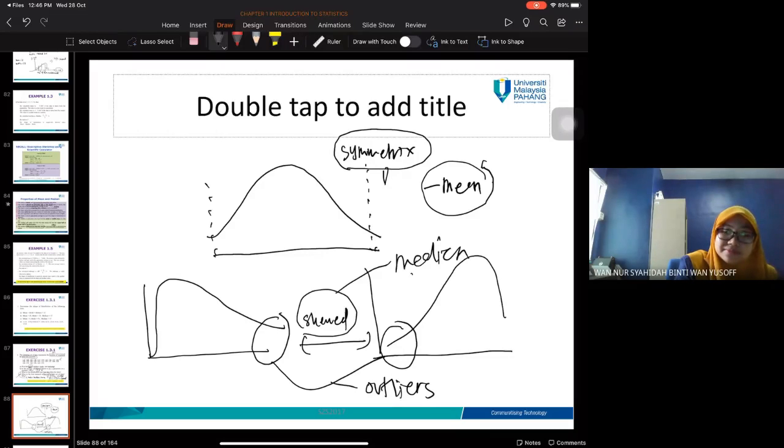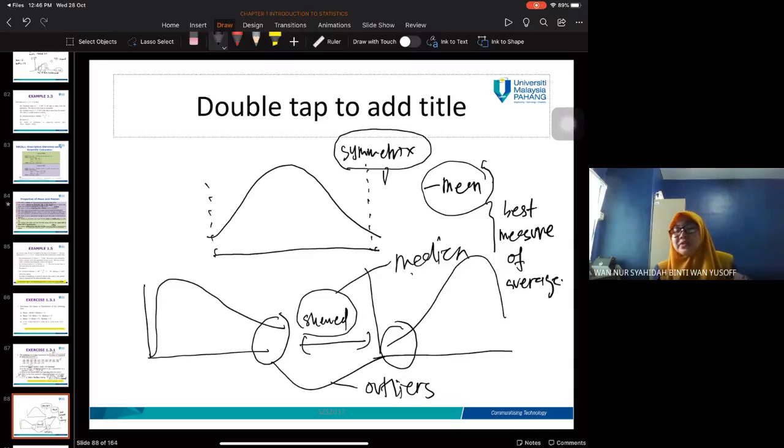Any question? Why do you think median is less affected than mean when we have the outlier? Anyone? Why do you think median is less affected than mean when we have the outlier? Cepat, kita ada banyak lagi nak discuss. Anyone?